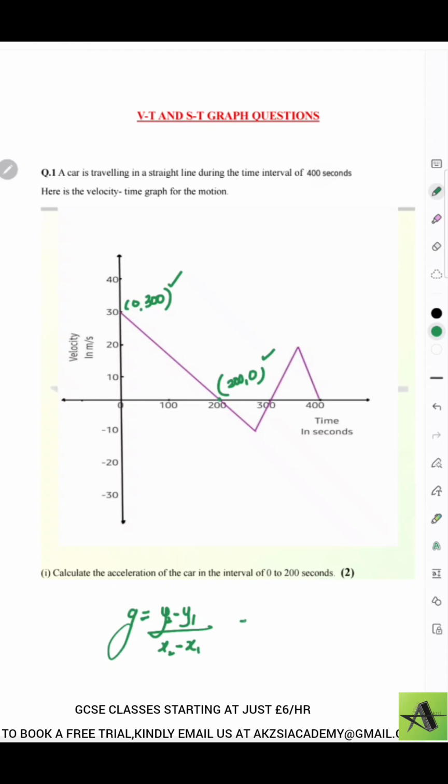So y2 minus y1 is 300 minus 0 over x2 minus x1, that means 0 minus 200, which equals negative 1.5 meters per second squared, as they are asking you to calculate acceleration. This negative represents deceleration. That means the vehicle is constantly decreasing its velocity, and that's why it's a retardation or deceleration.